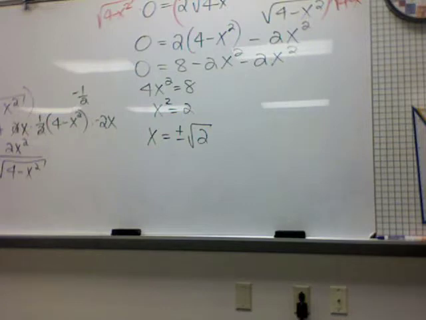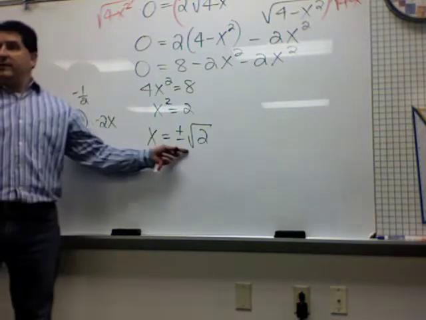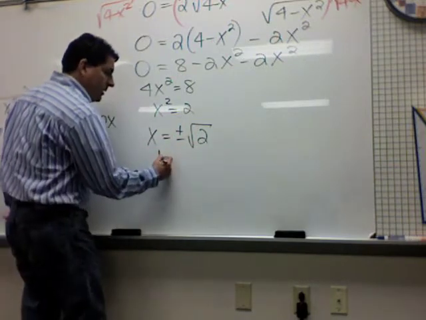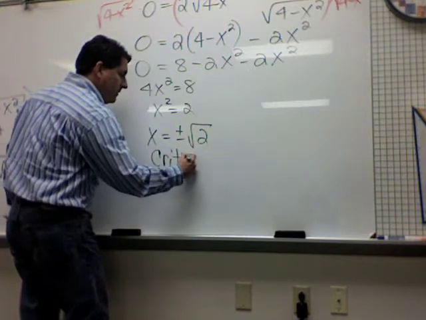So what does that mean? What are plus or minus the square root of 2 at this point in time? They are critical values. Yep. So these are critical values.